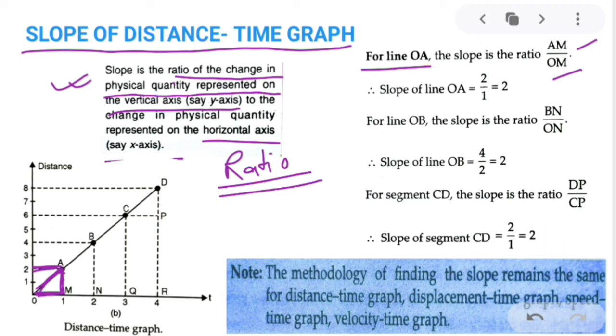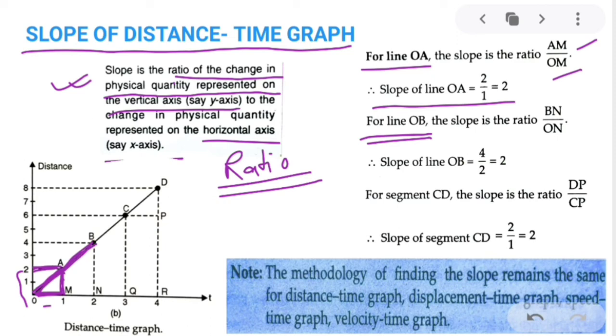AM means 2 units, isn't it? And OM means 1 unit, from 0 to 1, 1 unit. So the slope is what? 2. The slope is 2.